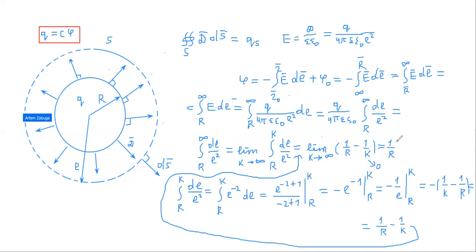And according to this, we have that it is equal to Q divided by 4 pi epsilon 0 R. This is the electric potential on the surface of the ball or sphere with charge Q. Okay, do you have any questions? No questions.